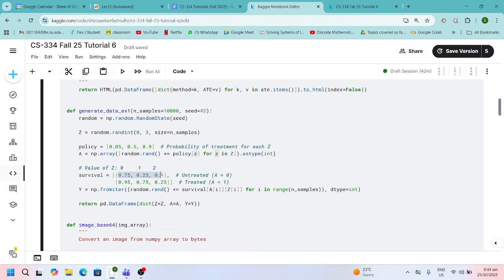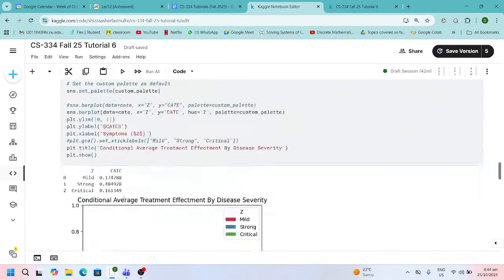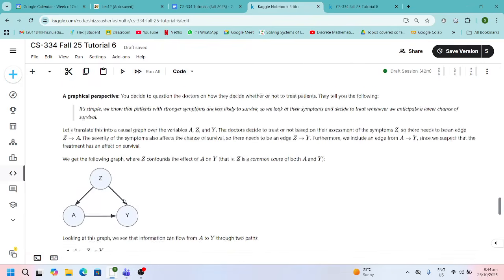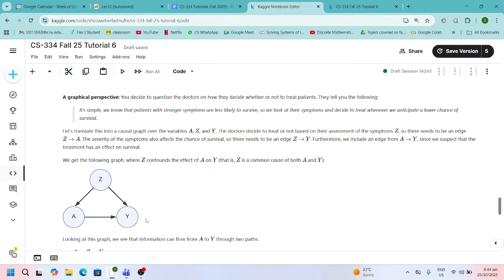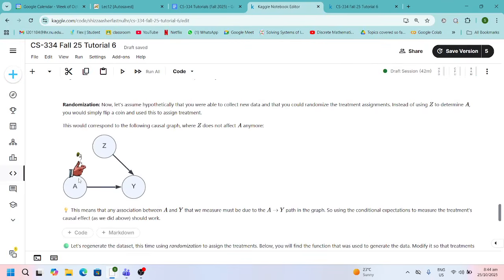Now look at this. Anyway, we will not change this structure. 75% chance of survival for mild symptoms that were untreated. 25% chance of survival for severe symptoms that were untreated. 10% chance of survival for critical symptoms that were untreated. And similarly, I constructed these probabilities for treated as well, and using them I generated my data. Hence, my data was systematically generated, and this is what my data generating algorithm translates to in my graph.